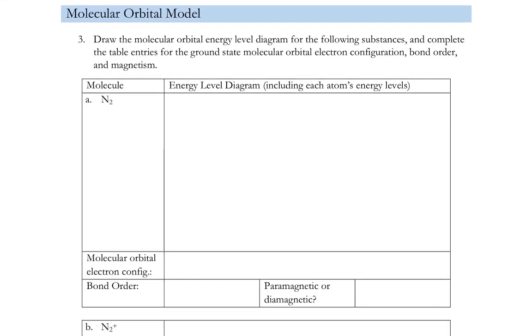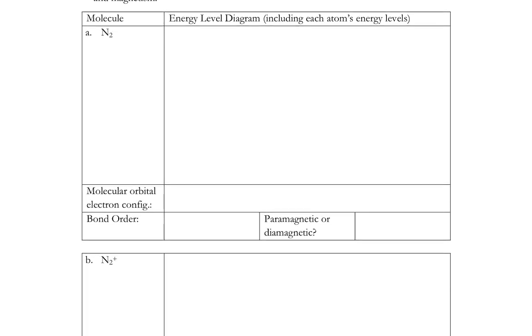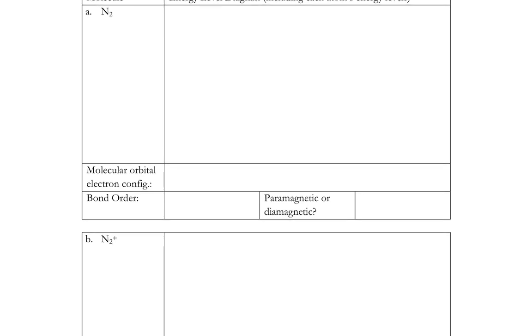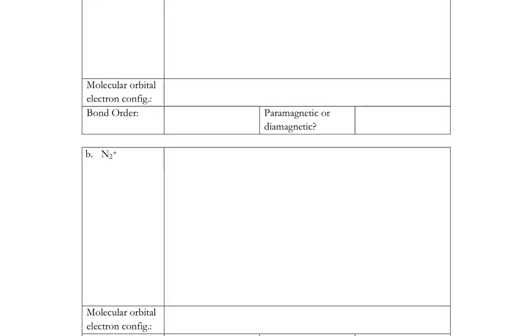In problem 3, now we're working with the molecular orbital model. So you're given the molecule or the ion to work with, and then draw the energy level diagram. And so you need the MOs, and you're asked here to also include the atom energy levels on the outside. So you'll have the atomic ones on the left and right. Down the middle, you'll have the molecular orbital ones. So for N2, you're doing that. You're writing out what the orbital electron configuration is, calculating the bond order, stating whether it's paramagnetic or diamagnetic.